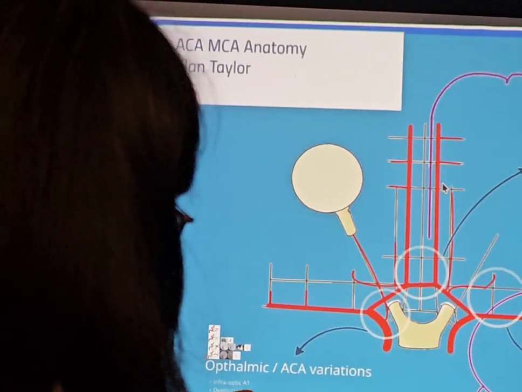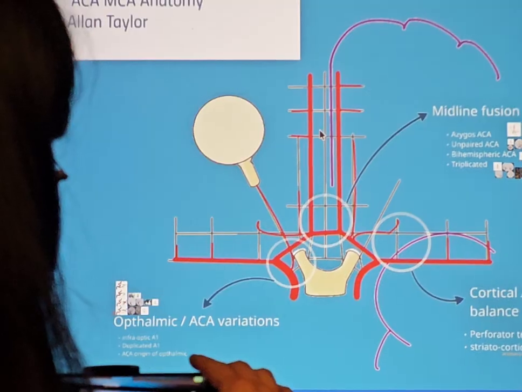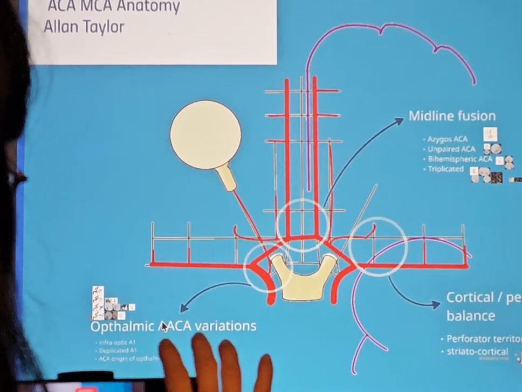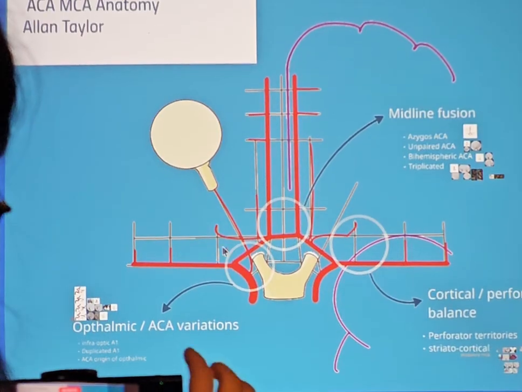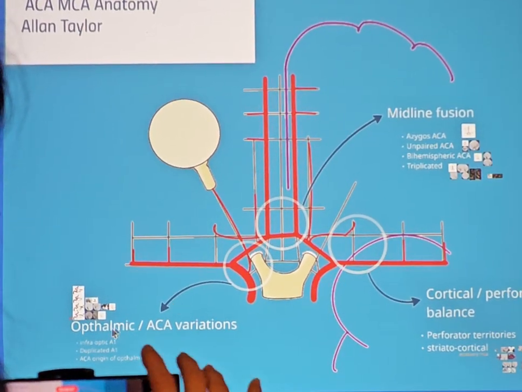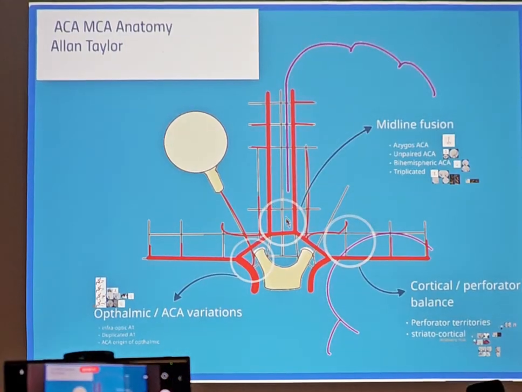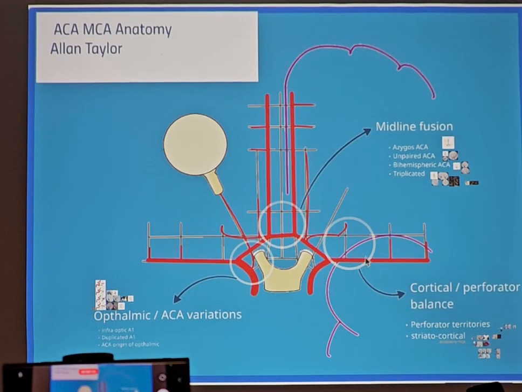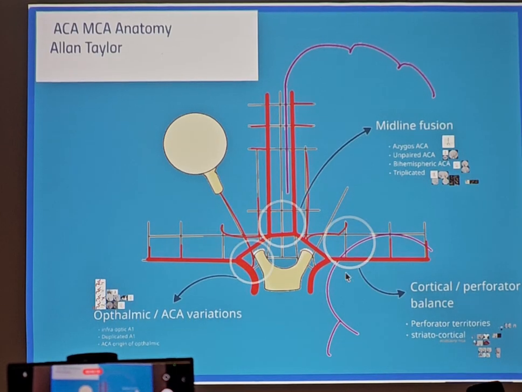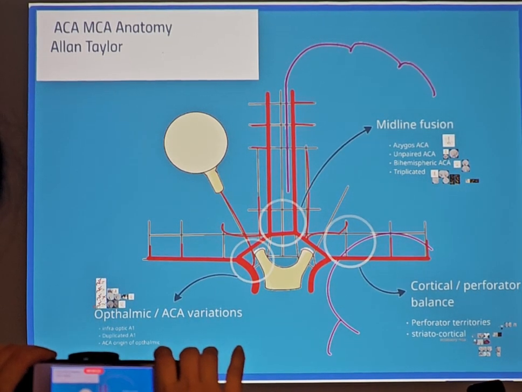The grid up there is what Pierre came up with, all the variations that are possible. Essentially there are three areas where variations can occur. We can get variations around the ophthalmic artery, and we've looked at most of those. We can get variations around midline fusion of the anterior cerebral artery, and then variations related to cortical and perforator balance at the middle cerebral artery.